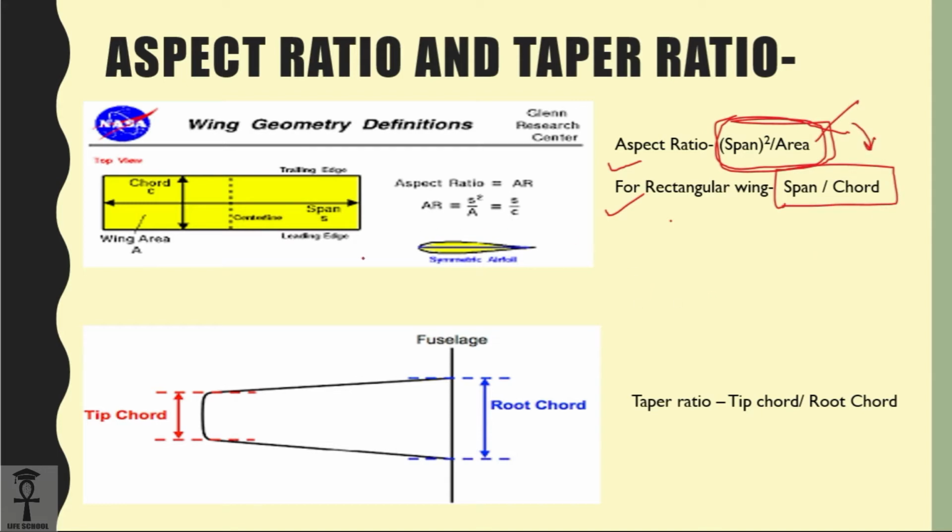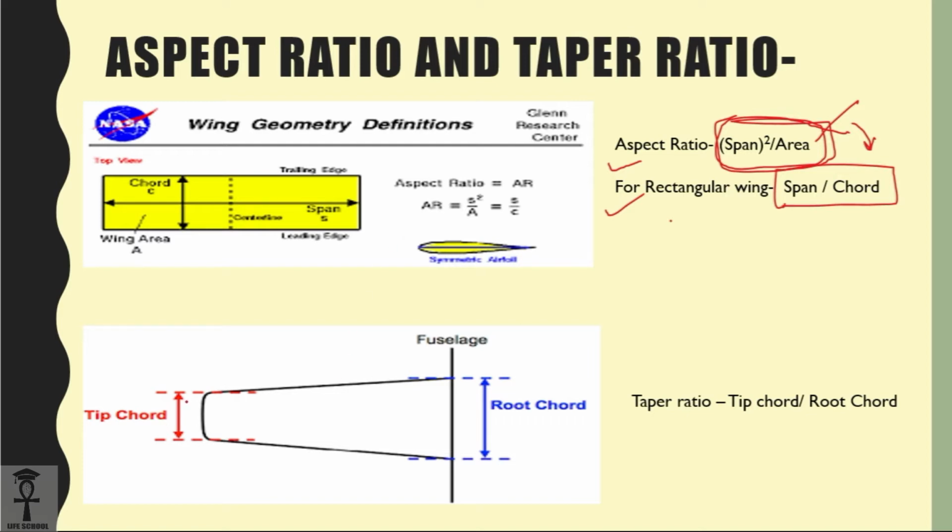If you simplify this, you will get the same equation. Different aspect ratios have different flight characteristics. Actually, we are not focusing on that in this lecture since it is a vast thing to discuss. I would just like you to know exactly what the aspect ratio is.